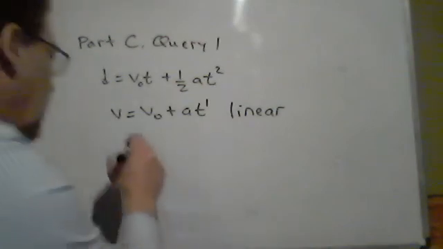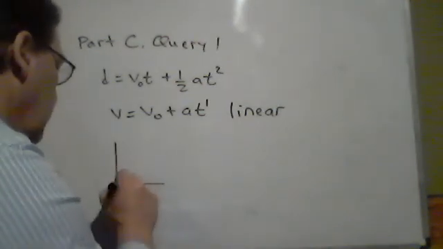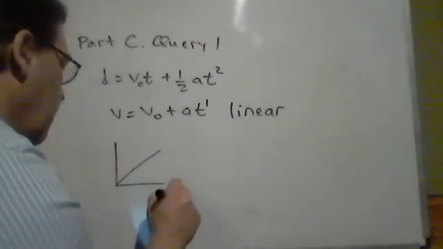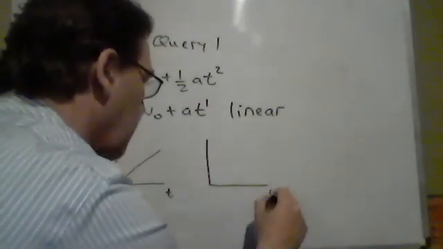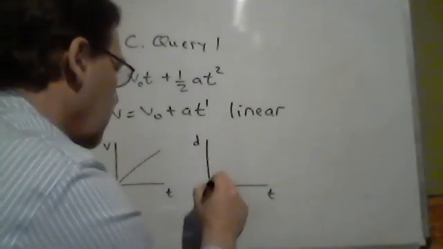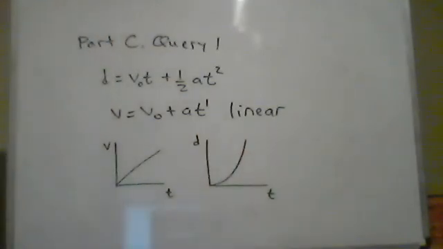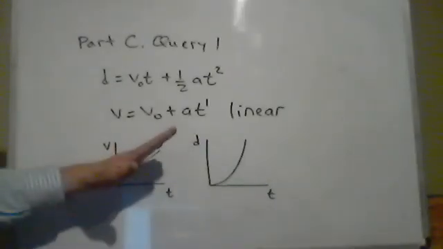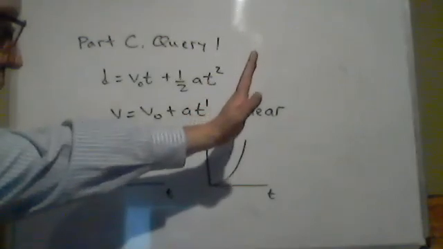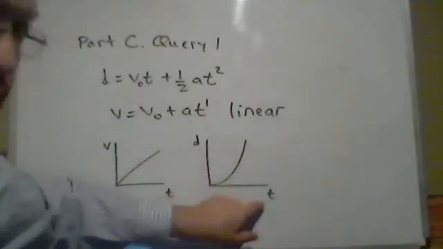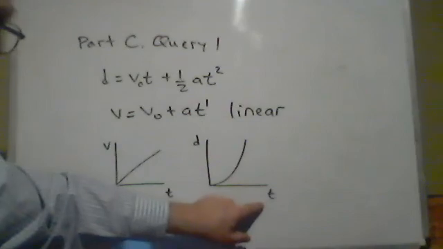Remember, the velocity looks like this. The velocity is a straight line. But the distance versus time is a parabola. Okay, that's what I got confused. Don't worry about it. So this is a curved line. That's a straight line. So velocity is a straight line. That's linear. The distance in terms of time is parabolic. Now, distance versus time squared is a straight line.